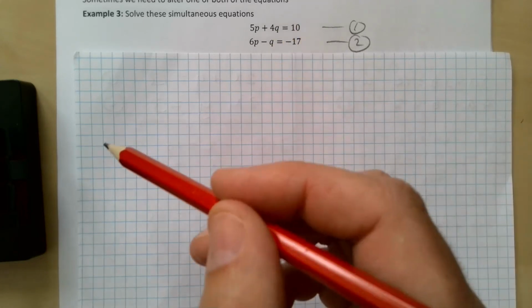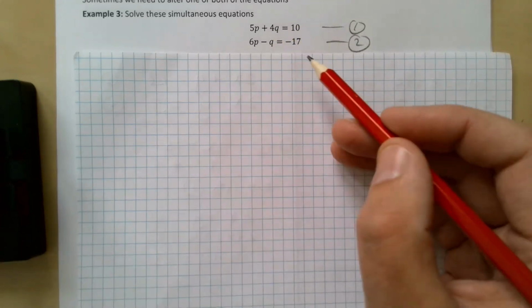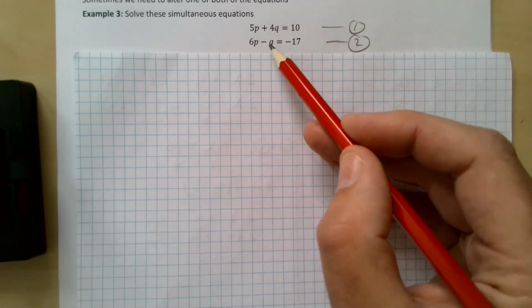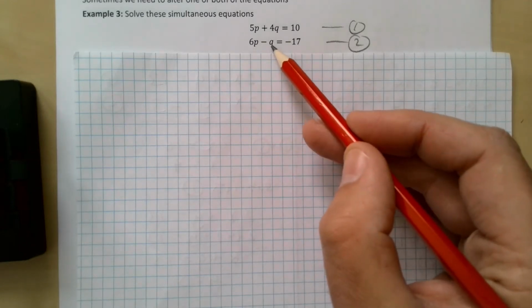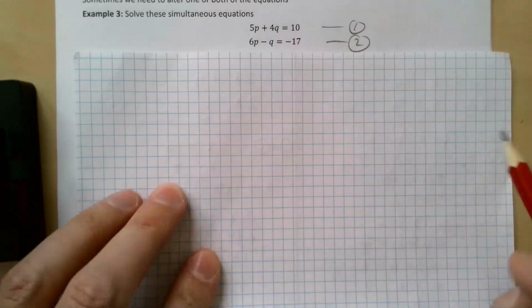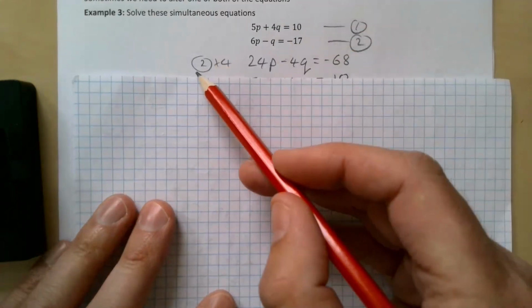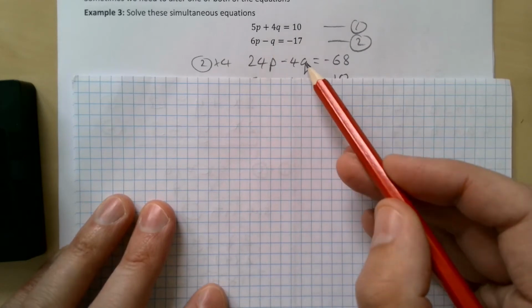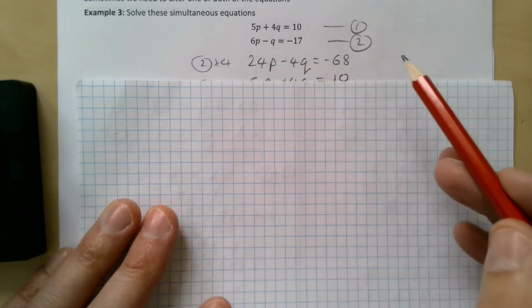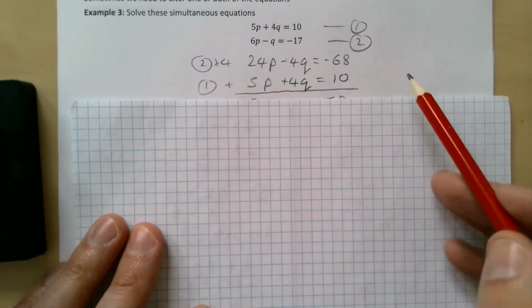In the first two examples that was already done, so we didn't need to do it, but here we need to do something. I'm going to times this second equation by 4. That's going to turn this into a 4q, and that'll make it equal to what we need. So equation 2 times by 4. 4 times this is 24p minus 4q minus 68. And then I've written out equation 1.